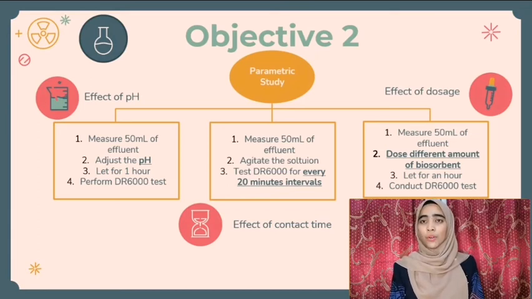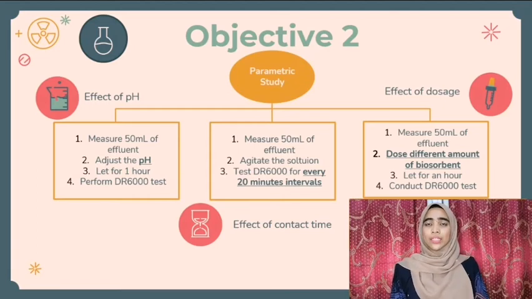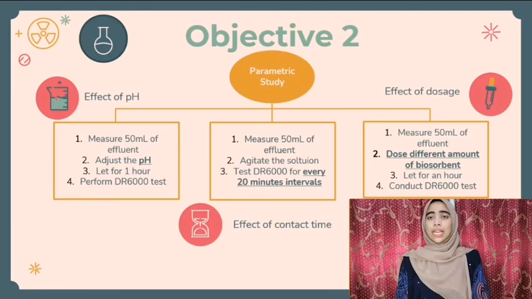The same procedure for the DR6000 test will be performed, with the addition of Ferrover iron reagent and waiting for 3 minutes before the test on the DR6000. Next, the results displayed on the DR6000 screen need to be recorded. The procedure will be repeated for the next interval of 20 minutes. The last effect that will be studied is the effect of biosorbent dosage.